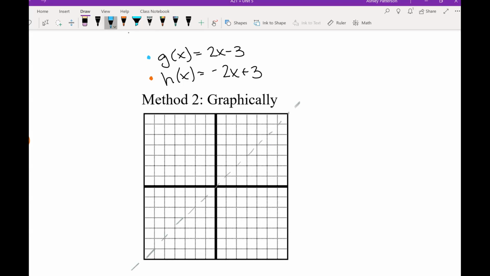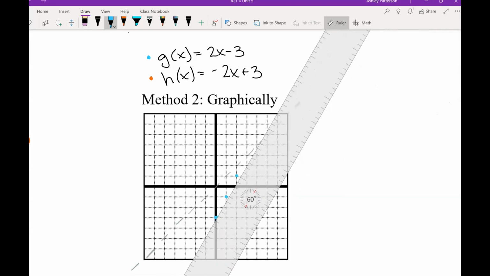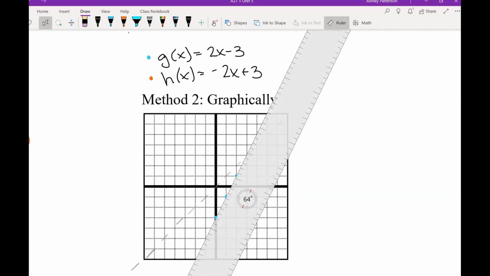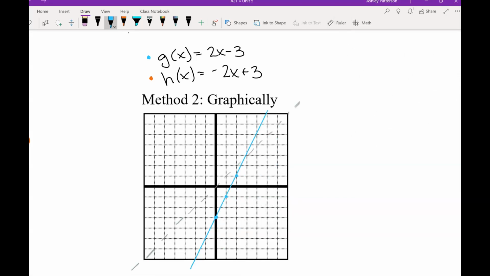Okay, so for the blue, for g of x, I'm going to go down to -3, and then I'm going to go up 2 and over 1, up 2 and over 1, grabbing my straight edge, because Lord knows my straight lines need some improvement. There we go. And I'm going to label it g of x. Even though it is color-coded, labeling helps those who are looking at your work, looking at your graph, to truly understand what they're looking at.